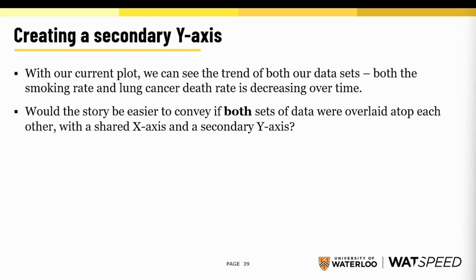Now, in our current plot, we can see the trend of both our data sets over time. Both the smoking rates and lung cancer death rates decrease over time, don't they? Now, would the story be a bit easier to convey if we overlaid both of these data sets on top of each other with a shared x-axis and a secondary y-axis? One y-axis for our smoking rate and one y-axis for our death rate. Well, let's give it a try.